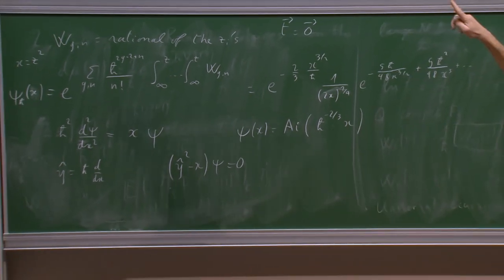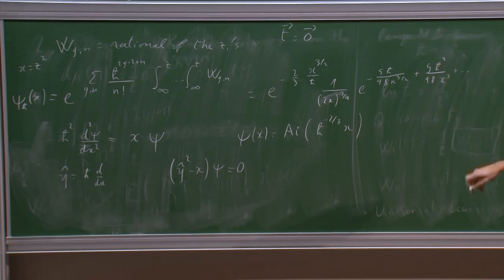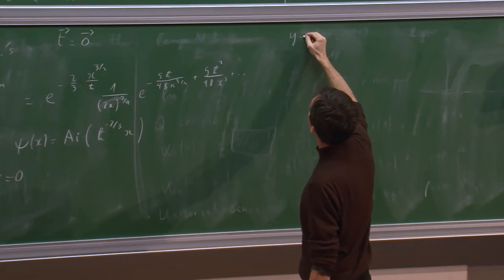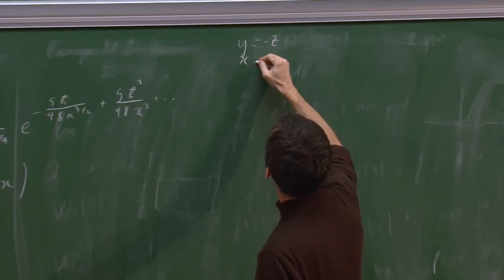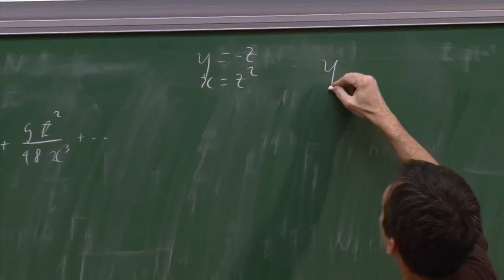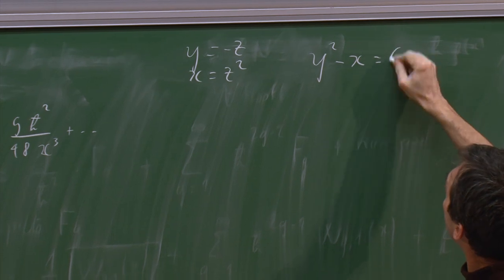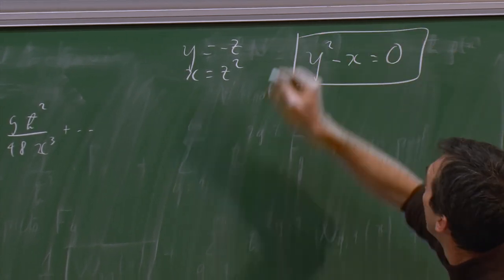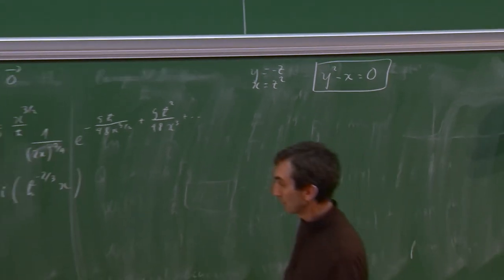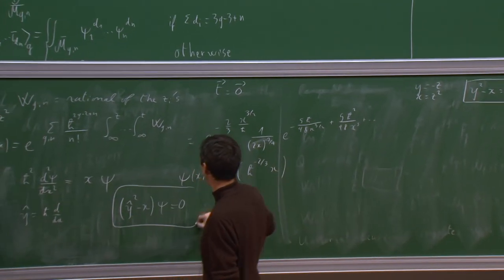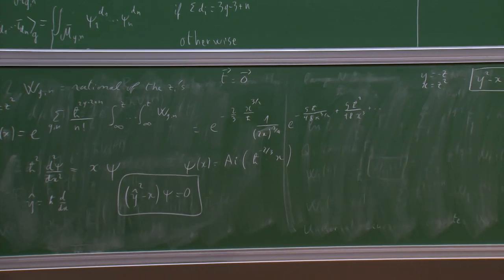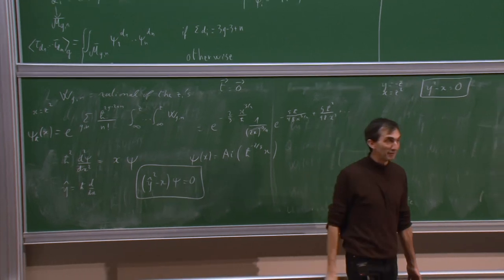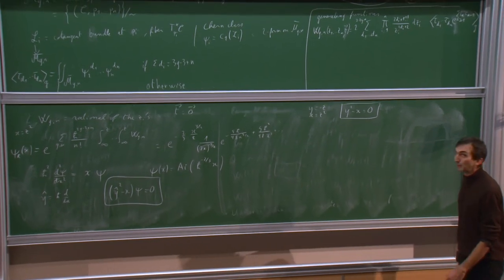And remember what I wrote for x and y upstairs. So when all the times are 0, you have y equals z and x equals z square. And you can check that y square minus x equals 0. So you see, that's the curve we started with to run the recursion. And we end up with a quantized version of the curve annihilating psi, which in this case is the Airy function.